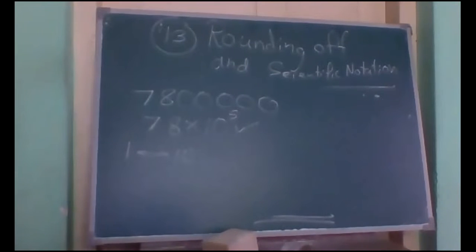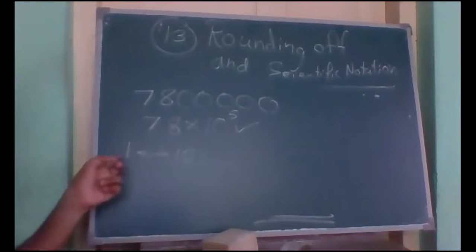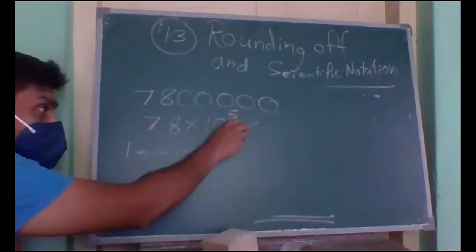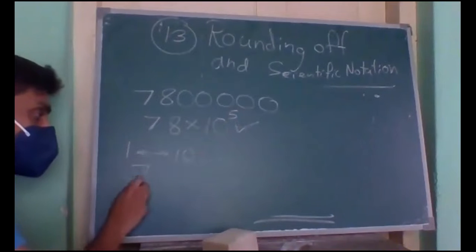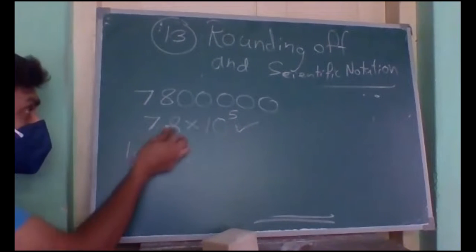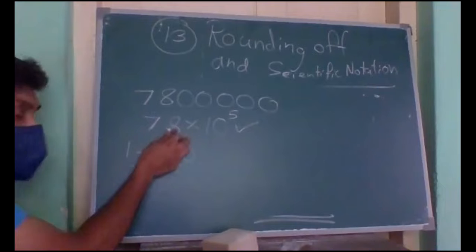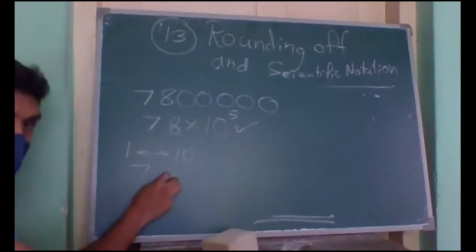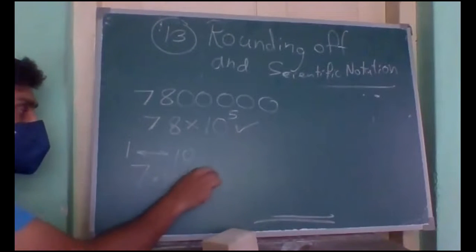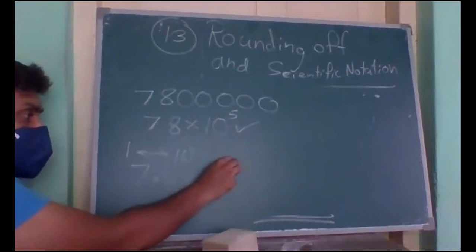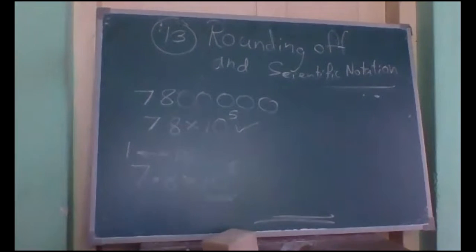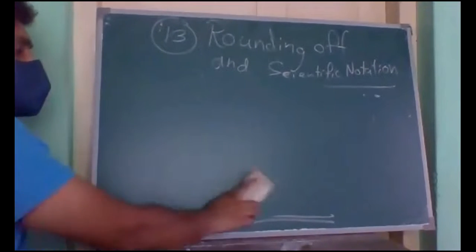Why? I asked you to write that one in between 1 and 10. So this is okay, but the rule in scientific notation is in between 1 and 10. That means you have to cover one more step like this. Understand? Sorry, 7.8 and 10 to the power 6. Understand now? Okay.